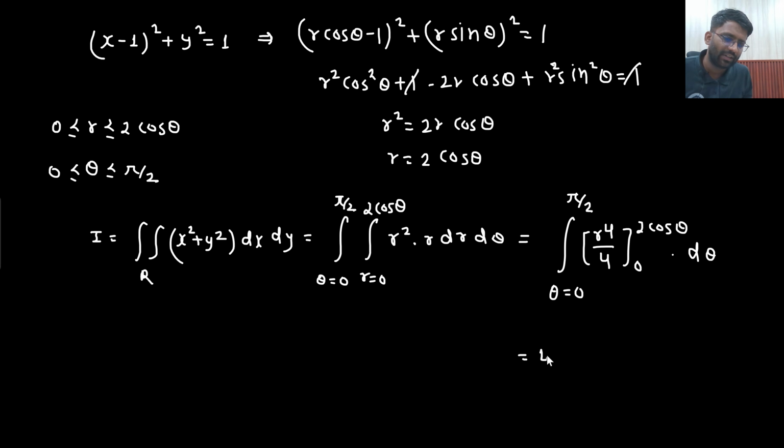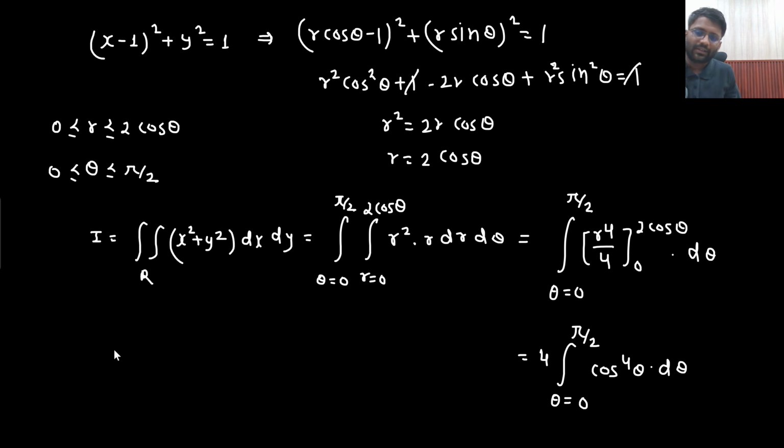So 4 will come outside, r going from 0 to pi by 2, cos to the power 4 theta d theta. Understandable? 0 to pi by 2, this will become, here r to the power 3 was there, so r to the power 4 by 4, so 4 cos to the power 4 theta, so 4 is coming outside. So what will be the answer?